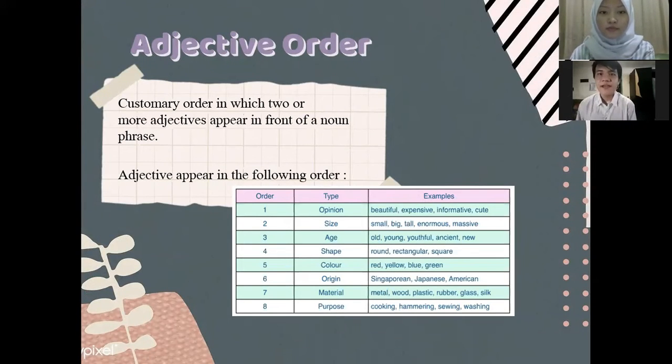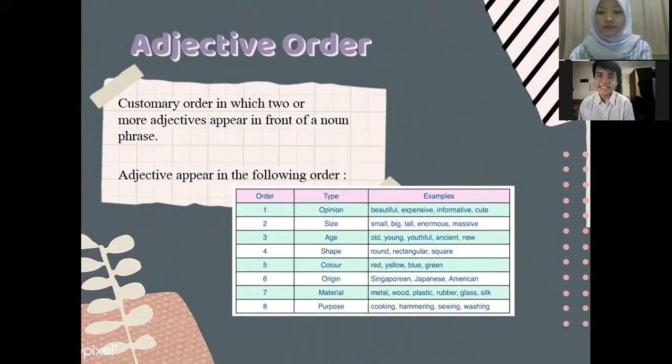Adjective order. Customary order in which two or more adjectives appear in front of a noun phrase. Adjectives appear in the following order. Number one is opinion, such as beautiful, expensive, informative, or cute. Number two is size. For example, small, big, tall, enormous, or massive. Number three is age, such as old, young, youthful, ancient, or new.